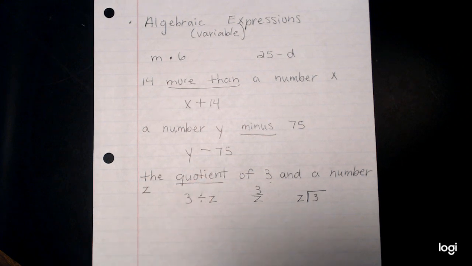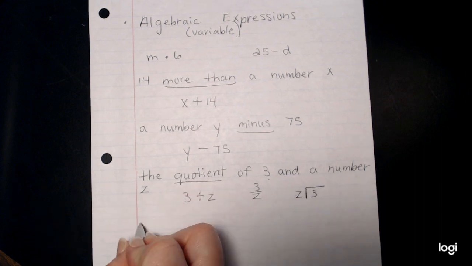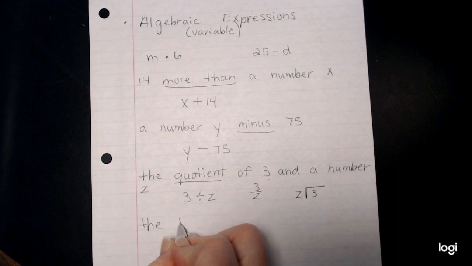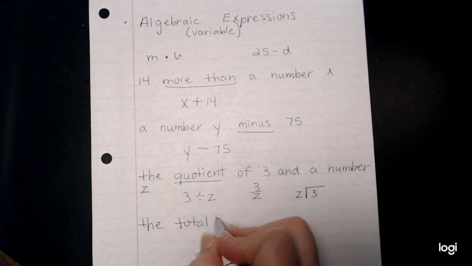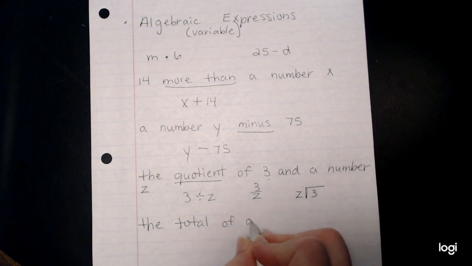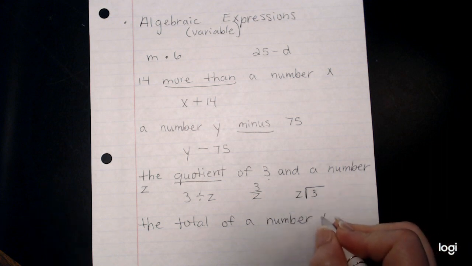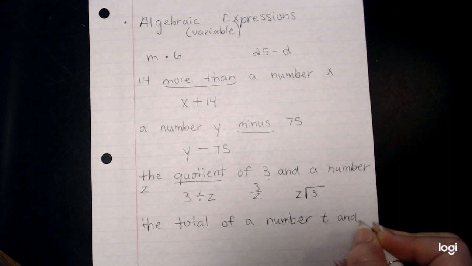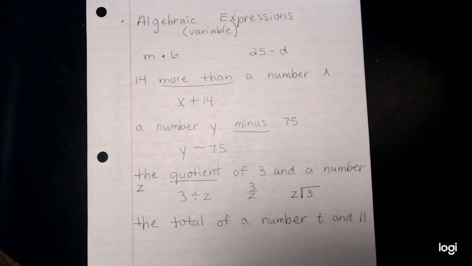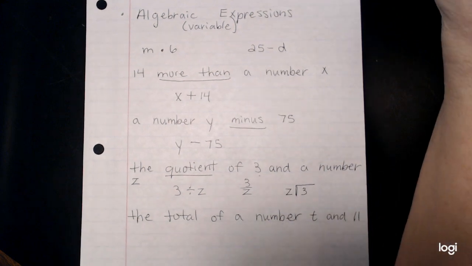All right, I'm going to give you one last one, and then we're going to stop with this. Let's do, oh, we haven't done this word. Let's do this one. The total of a number t and 11. Once again, pause the screen if you need to in order to get this written down.